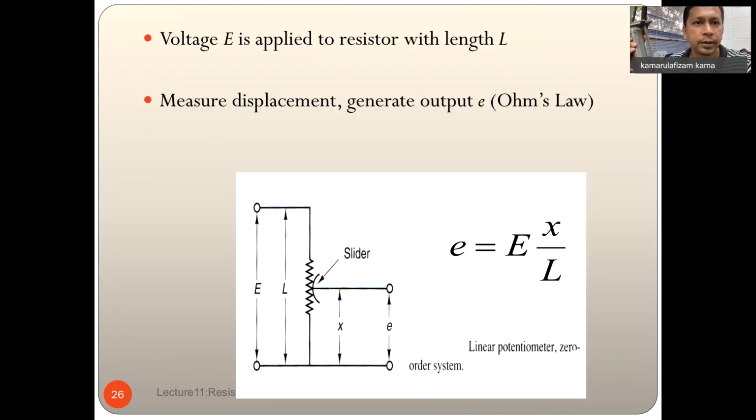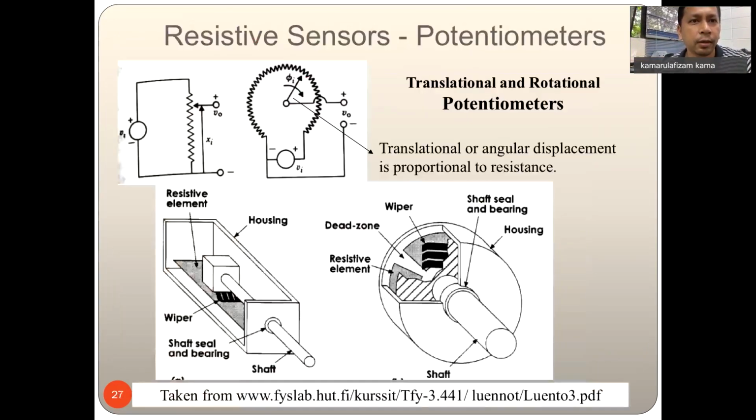So it works the same. From the circuit you have 1, 2, and 3 terminals, and the middle terminal is the slider. Okay, so it works very simply using the concept of the voltage divider. So you can calculate the output easily by using the formula. This is just the package of how the sensor is constructed.